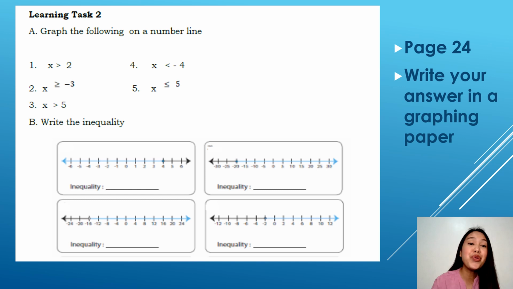And so, for the second output for this week, you're going to do Learning Task 2, which can be found on page 24. On this learning task, you are going to write your answers on graphing paper. For Learning Task 2, Set A, you're going to graph the following on the number line, just like what we did earlier. There are 5 items. Just graph the following on a number line, and then you're good to go. For letter B, it's the other way around. The graph is given, and you're going to give the inequality expression.